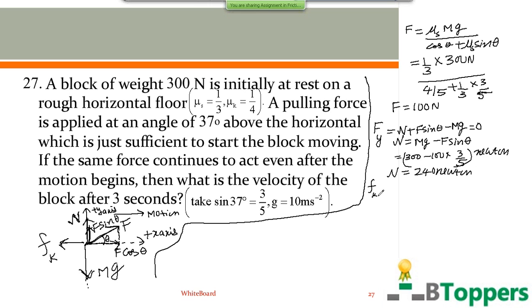The magnitude of sliding friction, or kinetic friction, on the block during the motion is given by mu k into n. Mu k is given as 1 by 4. The magnitude of the normal reaction is 240 newtons. So you get the magnitude of kinetic friction on the block by the floor as 60 newtons.